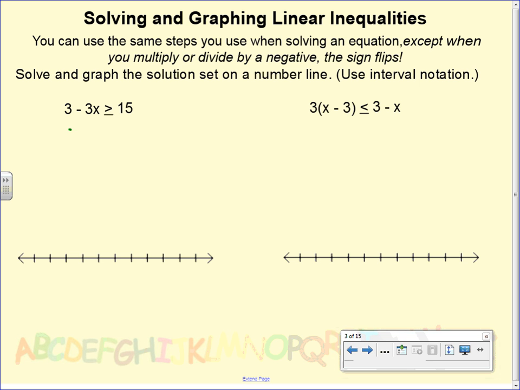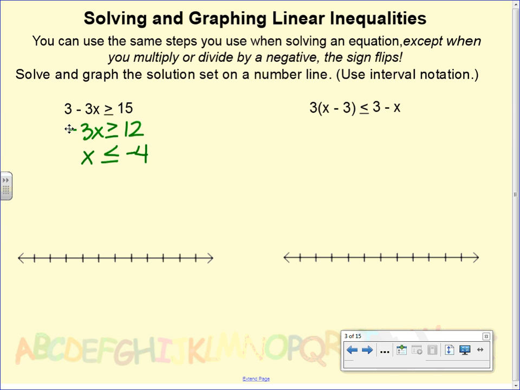Subtract 3. So then I have negative 3x greater than or equal to, if I subtract 3, I end up with 12. Next step, divide by negative 3. If I divide by a negative, it flips my inequality sign, and I'm left with x less than or equal to negative 4. When you're listing your solution, we are not going to use less than, greater than symbols.